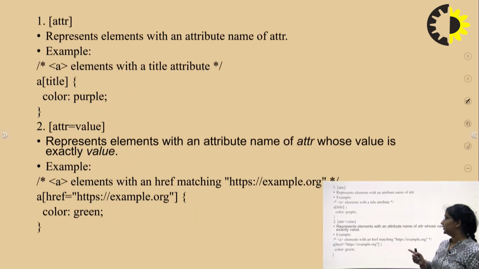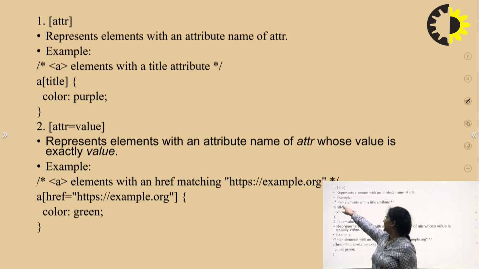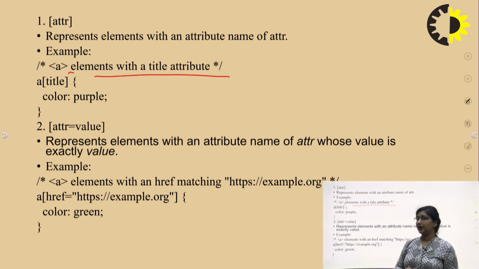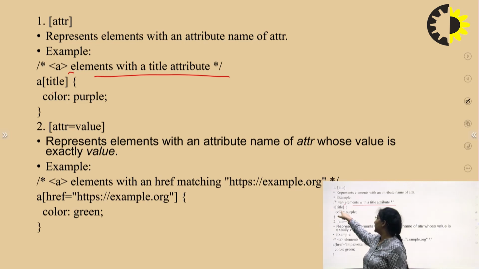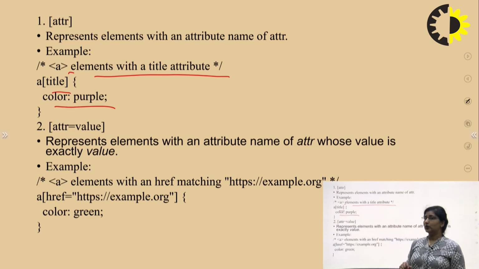See in this example, suppose I want to have the CSS applied to just an attribute, that is ATTR. So what will it represent? It represents the elements with an attribute name of ATTR, that is the attribute. And suppose I want to apply it over the anchor tag, which is a tag with elements with a title attribute. So if I write A title purple, it will apply the coloring to all the titles appearing in the attribute A.